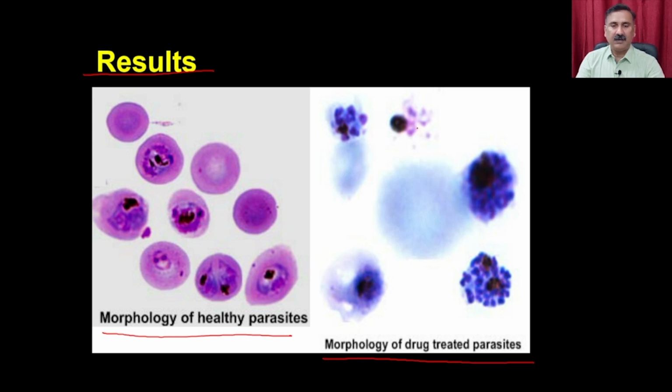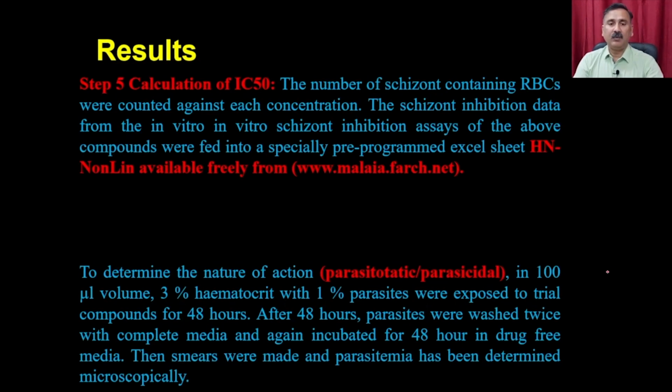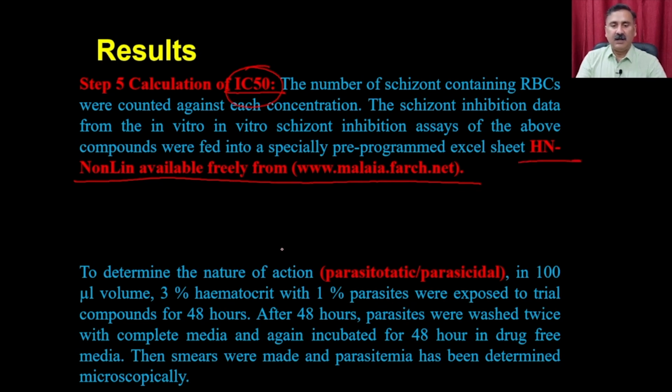Taking these data into account, you can calculate the inhibitory concentrations. You can calculate the IC50, and you can use this particular online tool to calculate the IC50. To determine the nature of the action, which means whether the inhibitor is killing the parasite or whether the inhibitor is only stopping the growth, you can do the reactions without the inhibitor for 48 hours, and that's how you can know that also. So this is all about the traditional approach we have discussed.